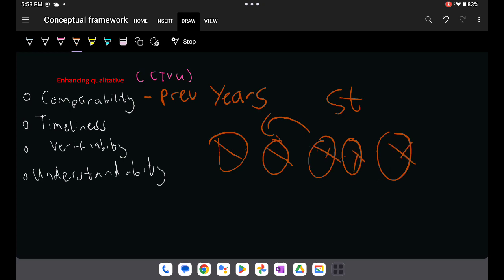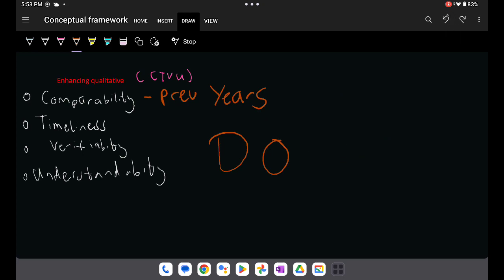So that's comparability. Now, the next one we're going to do is timeliness. Timeliness is very, very easy. It means financial statements must be ready on time. Every year, a company has to publish its financial statements. Why is timeliness important? It's because people want these financial statements. Shareholders and people who want to invest in the business need those financial statements.